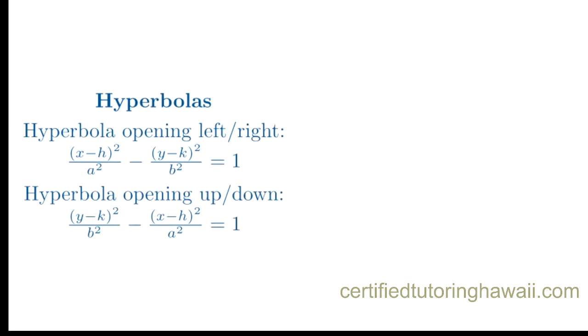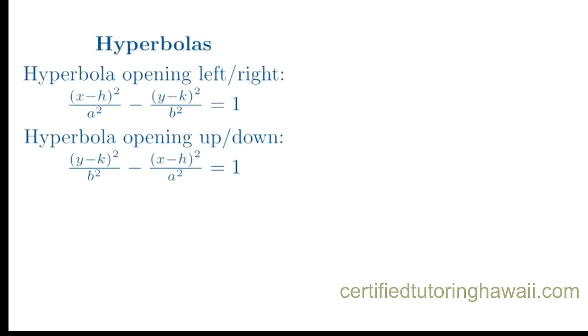Every hyperbola has asymptotes, which are lines that the hyperbola gets closer and closer to but never touches. The equations for these are important. The asymptotes for any hyperbola centered at (h, k) are given by the equation y - k equals plus or minus b over a times (x - h). These are straight lines passing through the center.